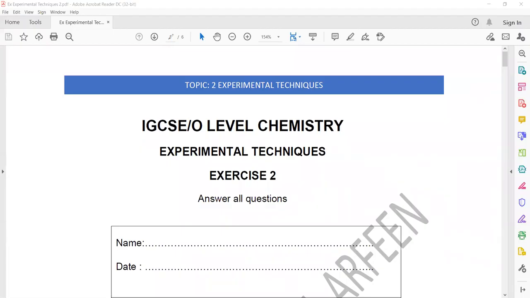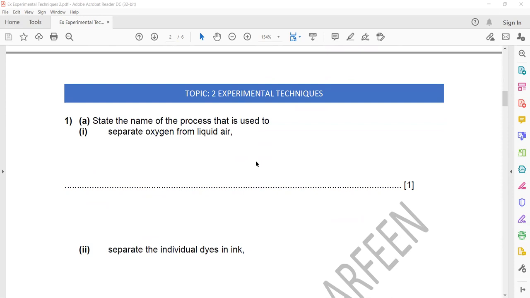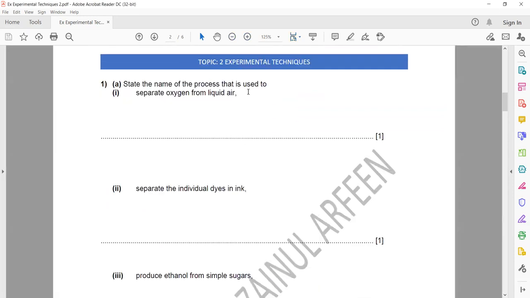So this is exercise related to experimental techniques. Exercise 2. You can use the chat to state the answer, but I will answer most of these questions as this is just an overview of the topic. So state the name of the process that is used to separate oxygen from liquid air.